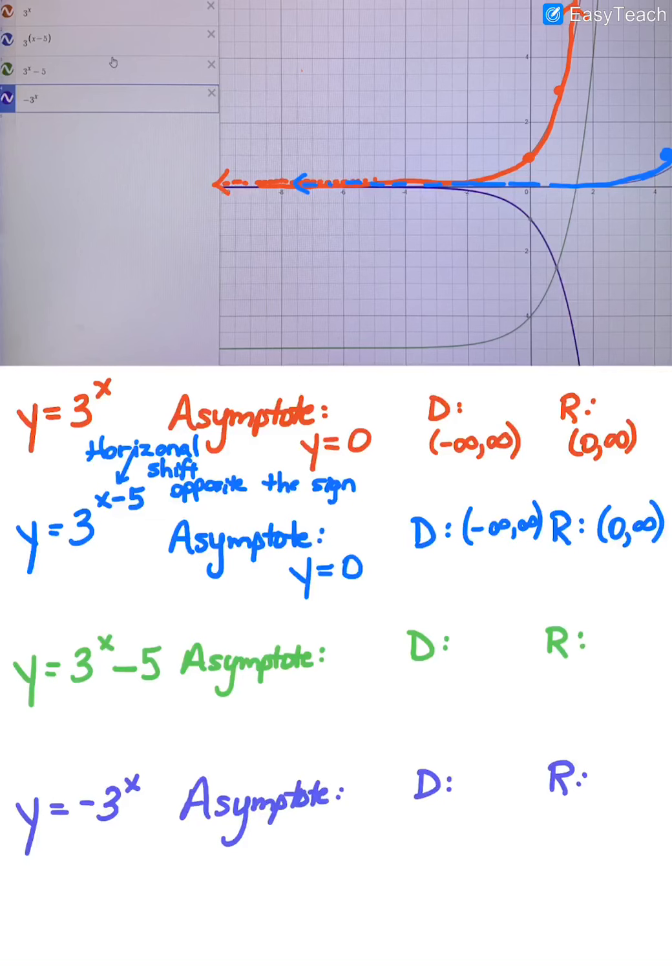Okay, so with the next shift, we are in green, and you'll notice this time that 5 was being subtracted from the entire function of 3 to the x. And so whenever a number is added or subtracted to the entire function, that is going to create a vertical shift, and it is going to be with your sign. So if it's -5, it's going to go down 5. If it were +5, it would go up.